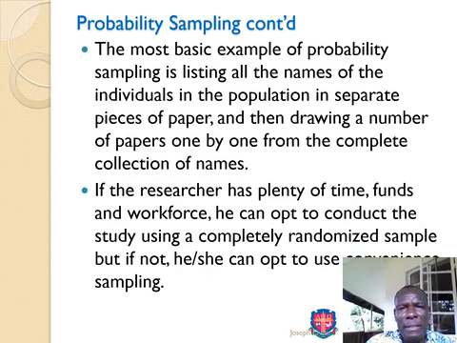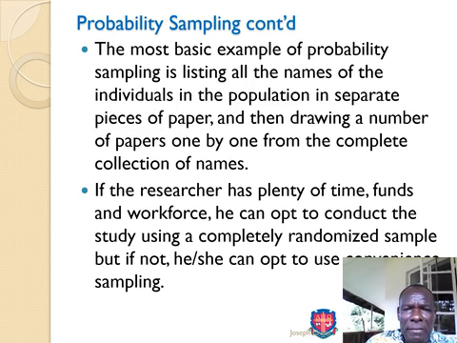Probability sampling techniques. The most basic example of probability sampling is listing all the names of the individuals or your subjects of study on separate pieces of paper, and then drawing a number of papers one by one from the complete collection of names.